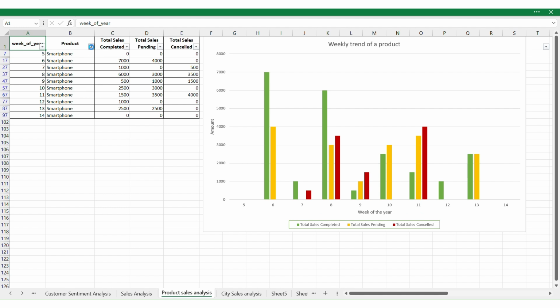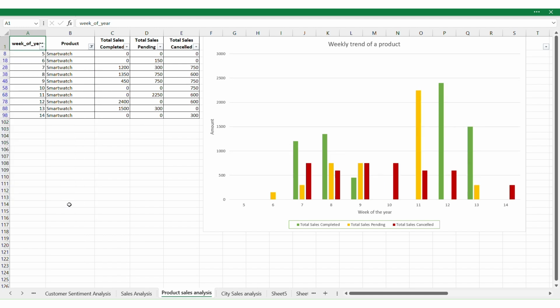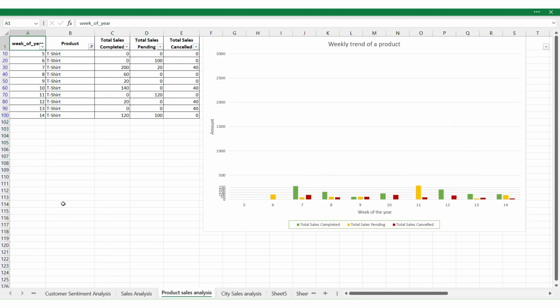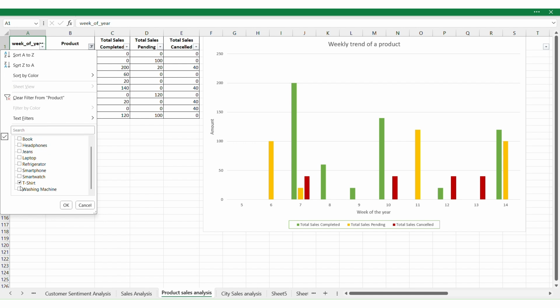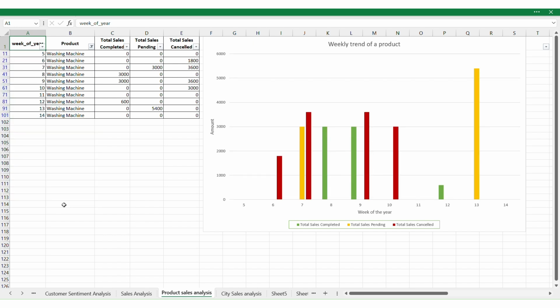Next, when it comes to smartphones, we see that they consistently generate sales revenue. Next, looking at smartwatches and t-shirts, we see that they generate solid sales revenue. Despite some cancellations, the store still manages to complete a large number of sales. Next, when it comes to washing machines, we see that they've been a pain point for the store.